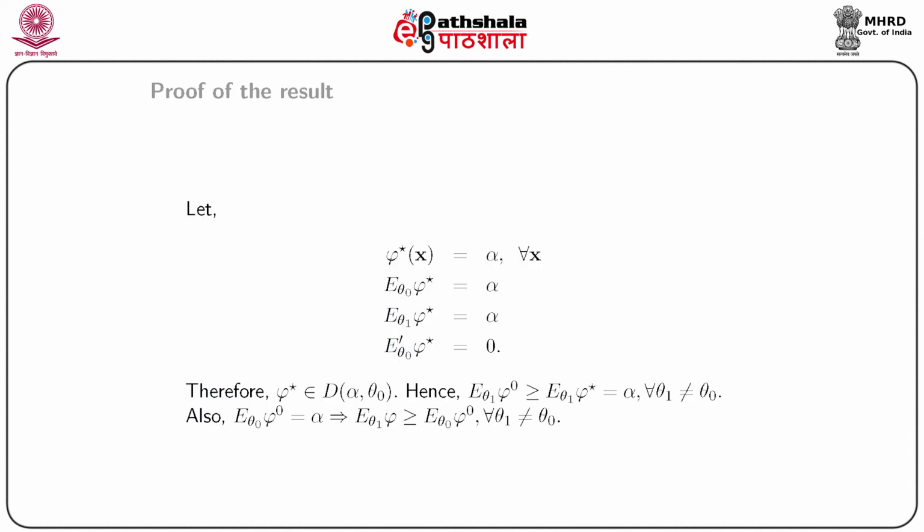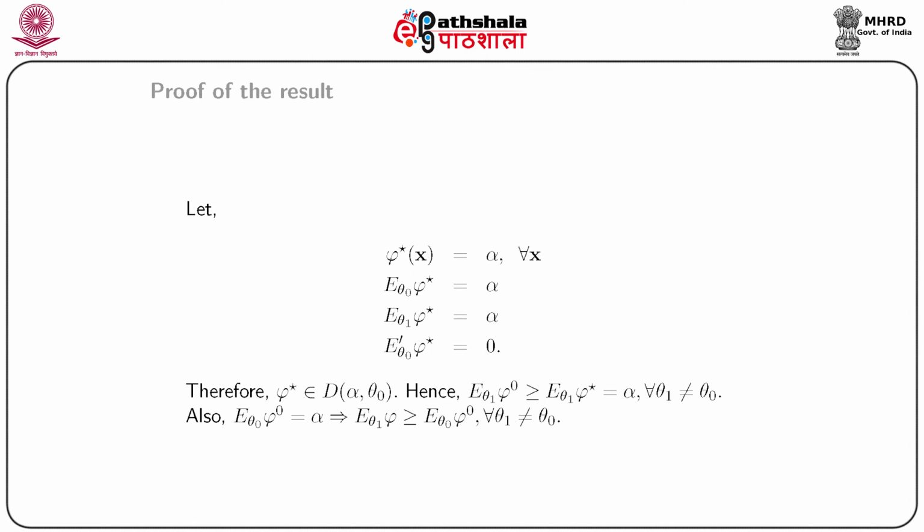Let us define a test function psi star of x such that psi star is equal to alpha for all x. Then the expectation of psi star under theta naught is equal to alpha, the expectation of psi star under theta 1 is equal to alpha, and E prime psi star at theta naught is equal to 0. Therefore, psi star belongs to the set D alpha comma theta naught. Hence, the expectation of psi naught under theta 1 is greater than or equal to the expectation of psi star under theta 1, since psi naught has the maximum power, and therefore the expectation of psi naught under theta 1 is greater than or equal to alpha for all theta 1 not equal to theta naught.